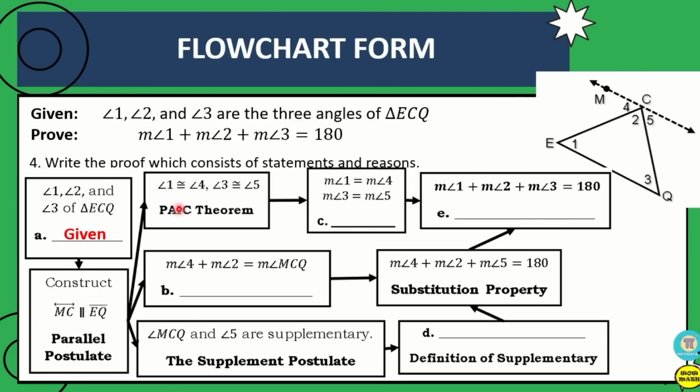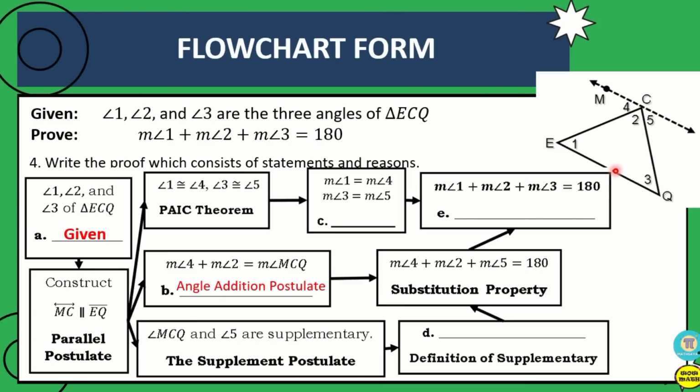Now, from here, you used the alternate interior angle concept of our parallel lines. So, angle 1 is congruent to angle 4. Angle 3 is congruent to angle 5. So, here it is. After this, we can conclude that the measure of angle 4 and angle 2 added together is equal to the measure of angle MCQ. So, this is by the angle addition postulate.